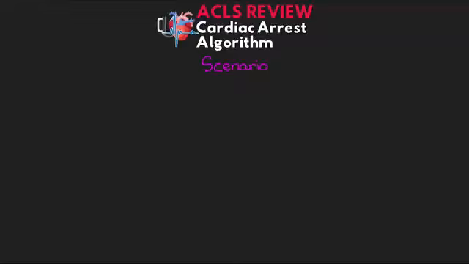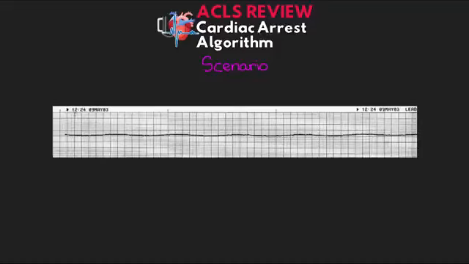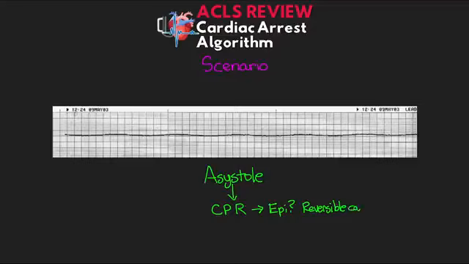So again, another 2 minutes goes by, we do another rhythm check, and we now see this rhythm here. What rhythm is this? This is asystole. So what do you want to do at this point? Hopefully you recognize that we are not going to shock this, so we're going to immediately go into another round of high-quality CPR. Anything else you want to do at this point? Perhaps it's been 3 to 5 minutes. Perhaps we can give another dose of epinephrine, as well as looking to treat the reversible causes of cardiac arrest.